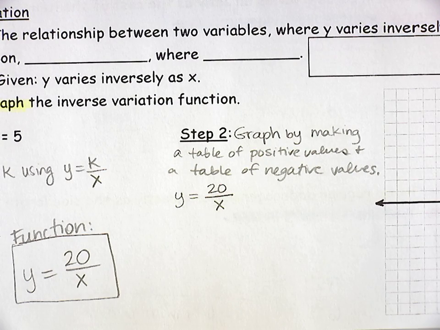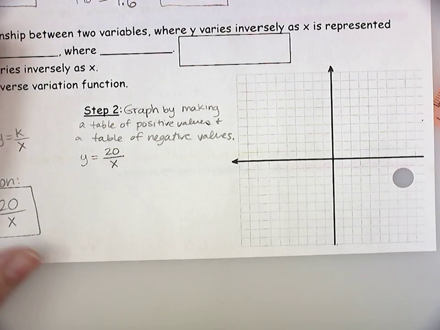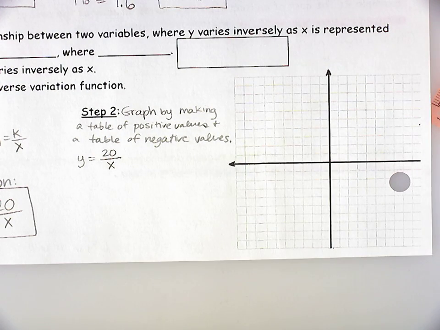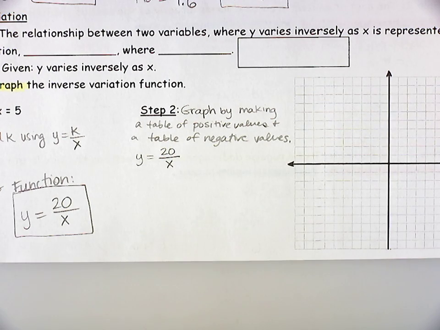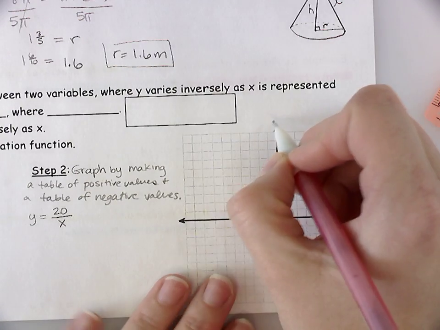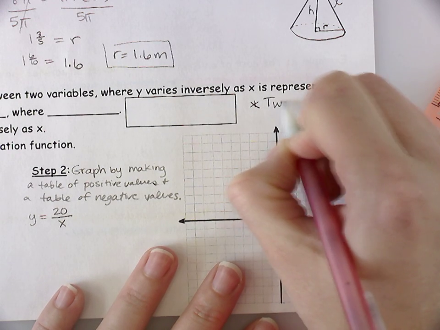Now, we want to make 2 different tables of values for the same equation, because this type of graph is going to have 2 branches on it. Okay, so your graph, and actually we'll write this note up here. This is going to have 2 branches, is what we call them, on the graph.